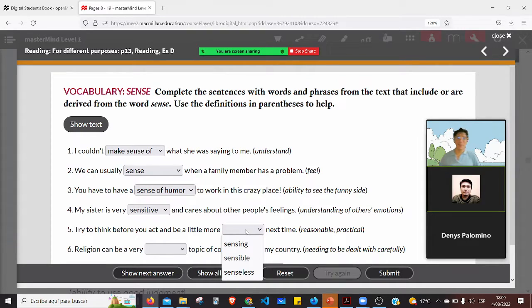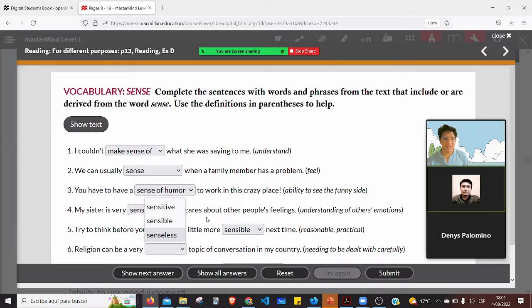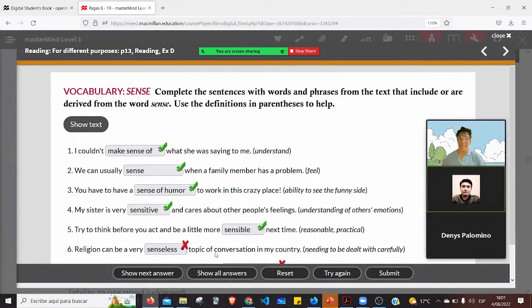Acá está, mira. Try to think before you act and be a little more sensitive. Religion can be a very sensitive subject in my country. Needing to be dealt with carefully. It's not senseless. Wait a minute. What is the answer? Sensitive. Es un tema sensible, porque senseless significa sin sentido. Okay, did you finish?